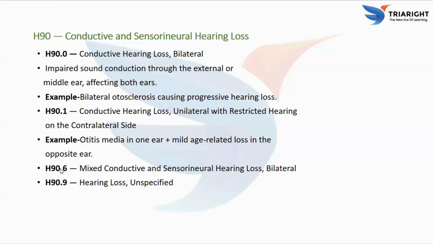So next is H90.9, which is assigned for hearing loss, unspecified. This is used when hearing loss is documented but the type, whether it is conductive, sensorineural or mixed, is not known or has not been evaluated. So insufficient documentation is provided in the medical record. What is the example? If a patient reports hearing difficulty for years, but no audiometry or clinical evaluation is available, then you have to assign this code H90.9.